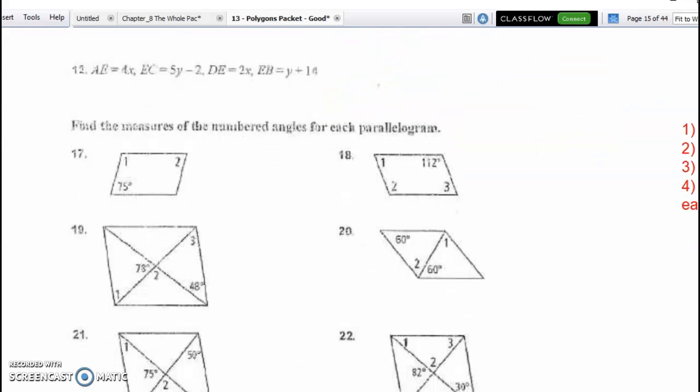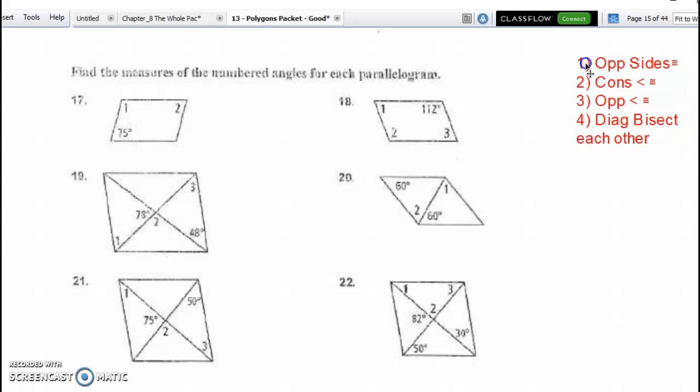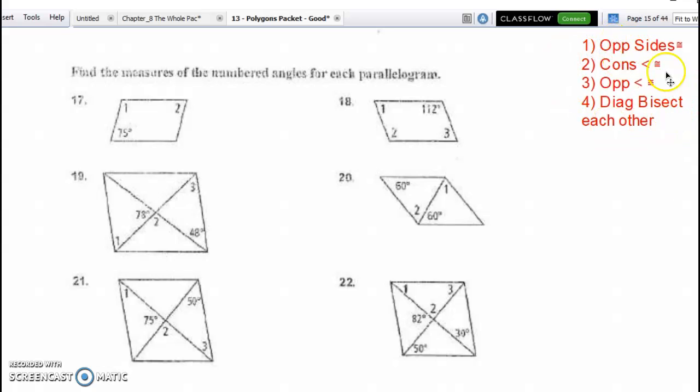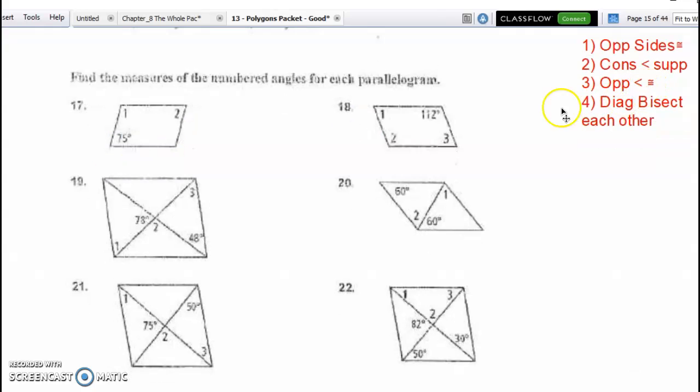And now when we jump down to the bottom here, let's review those properties. And we're going to be using these properties to solve all of these equations. Well, these two are consecutive angles. You know they're supplementary. So yes, these two are supplementary, and I did have to change this right here. I had a little mistake, so I changed that to consecutive angles are supplementary.